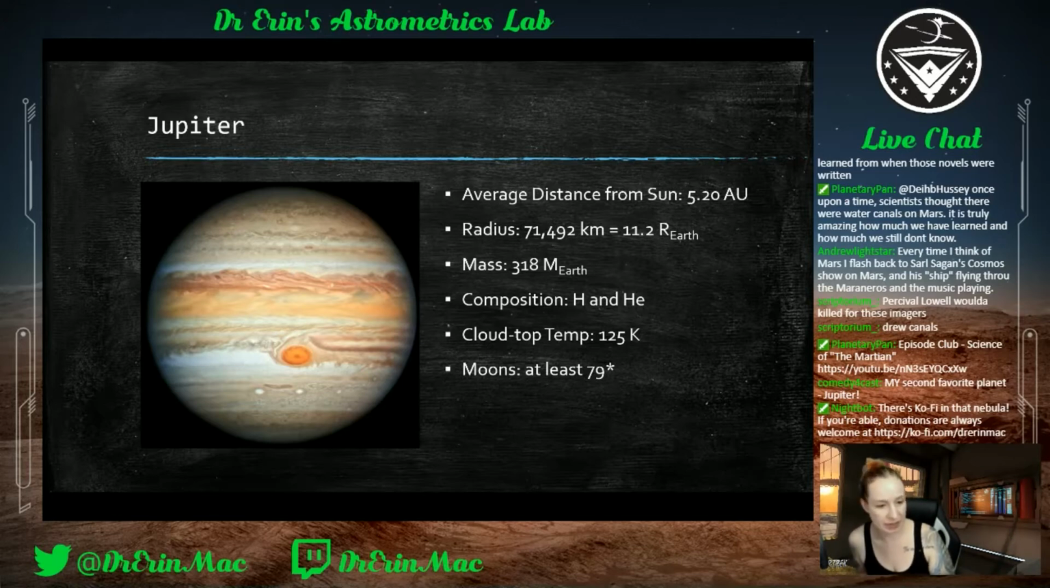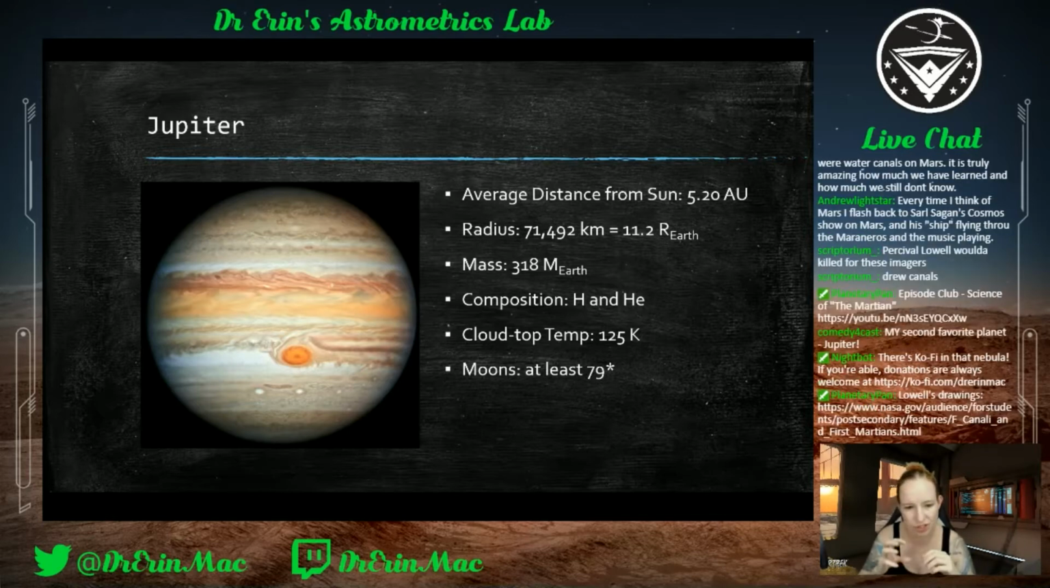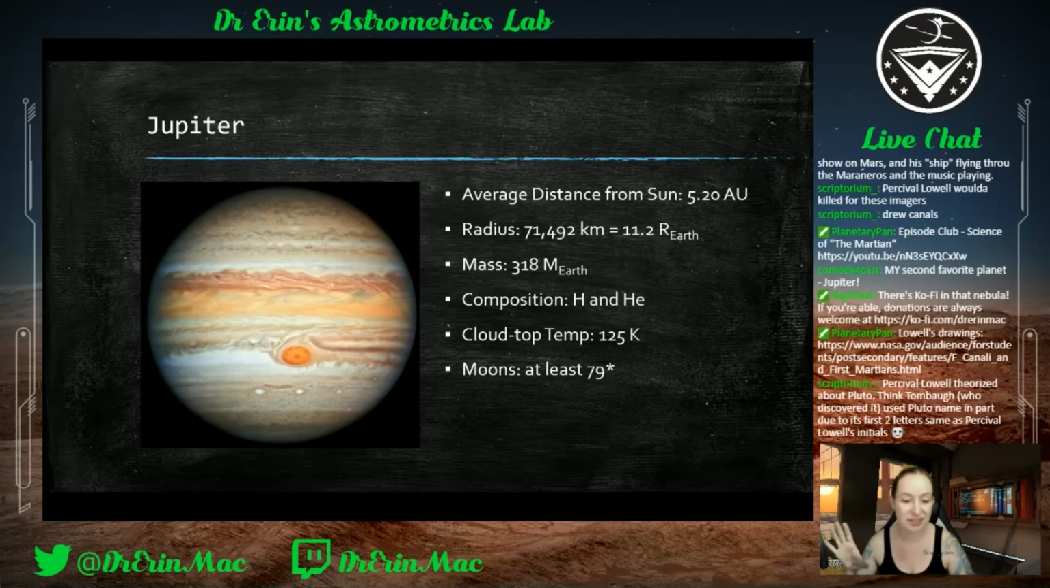Now, I did put in here moons at least 79. The reason that I did it that way is because we talk about moons versus satellites. Satellites being not artificial, but just loose rocks that are floating around there, and how big do they have to be to become moons? But with Saturn, which we'll get to, when Cassini went around Saturn, they saw hundreds of these satellites and moons.